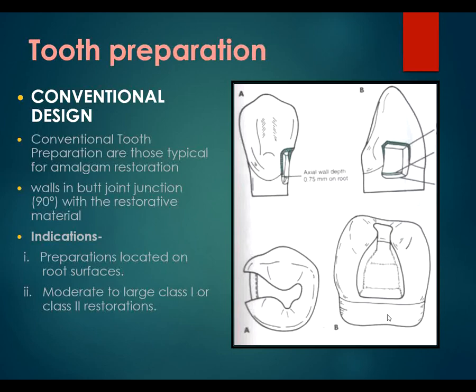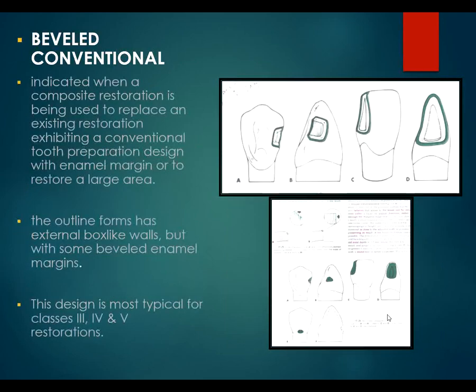What is the design for composite restoration? Conventional design. Conventional tooth preparations are those typical for amalgam restoration. Walls are in butt joint junction, 90 degrees with the restorative material. Indications are preparations located on root surfaces, and moderate to large class 1 or class 2 restorations.